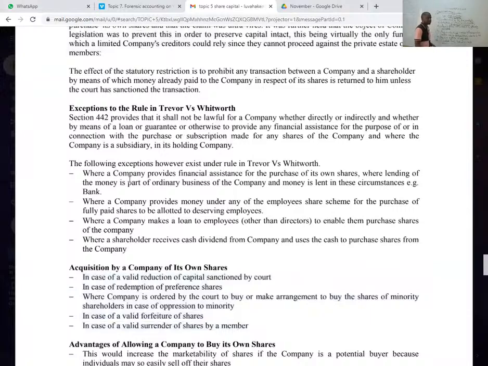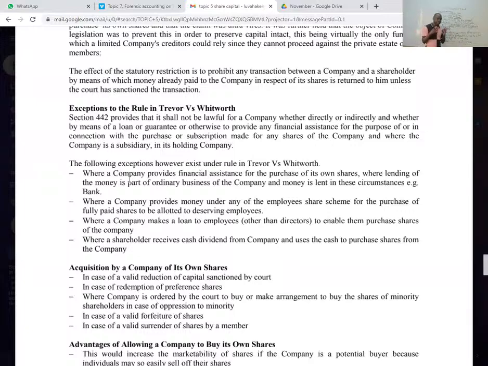So under the first one, you can see what they are saying, where the company provides financial assistance for the purchase of its own shares, where lending of money is part of the ordinary business of the company, and the money is lent in these circumstances, e.g. a bank. You know the ordinary business of a bank is normally to give out loans. So a bank like Kenya Commercial Bank gives out a loan to someone today. The next day, the person goes on the stock exchange and buys the shares of the company. Since it is the ordinary business of the bank to give out loans, it is not prohibited. In such a case, it can be allowed to finance because it is the ordinary business of the bank.